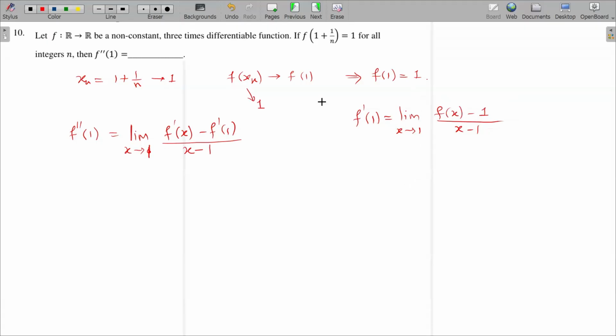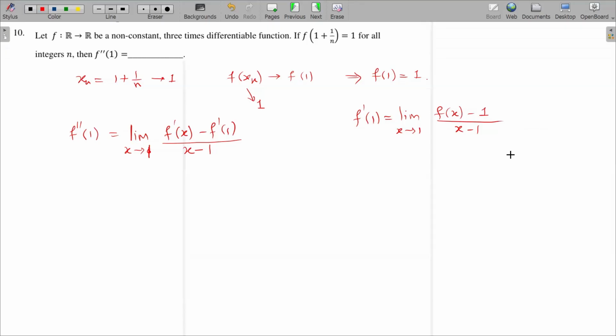Now how to get this? We know that it exists because the function is differentiable. We know that this limit exists. L'Hopital. Okay, L'Hopital. But the problem is the numerator must go to 0, so f of x must go to 1, giving 0 by 0. But you have no clue about f dash x. Means how do you evaluate it is the problem.